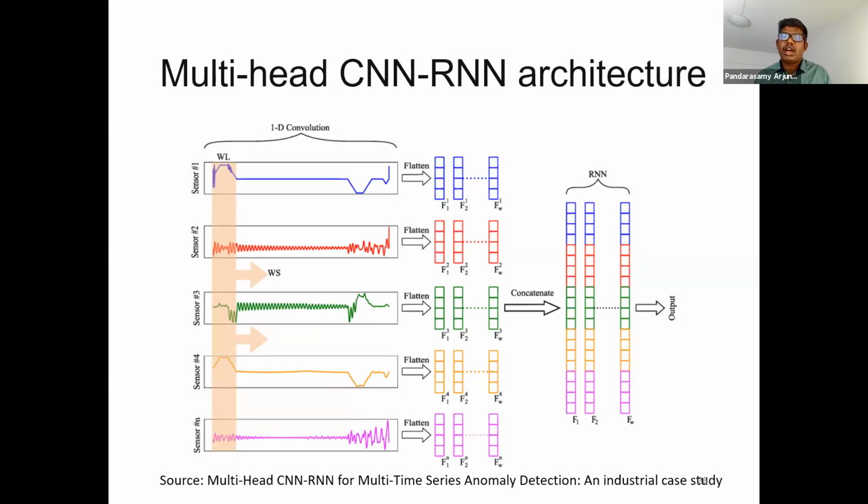The advantage of the RNN network is similar to the LSTM. It can capture the temporal variation in the time series. Okay, and this RNN network will give us the output, and that we will match with the original time series to see whether there is any anomaly or not.